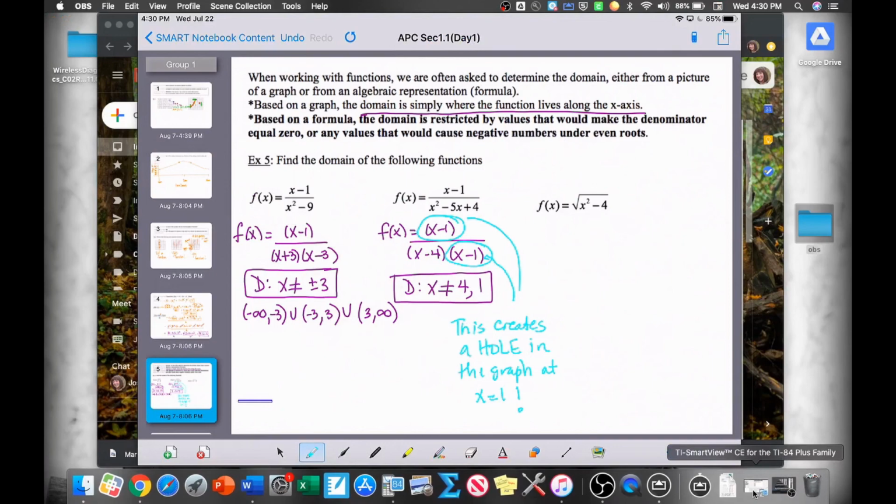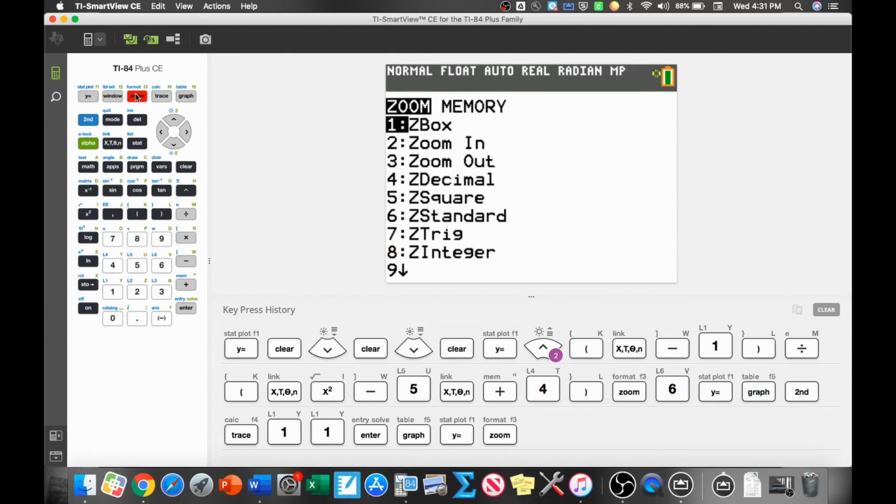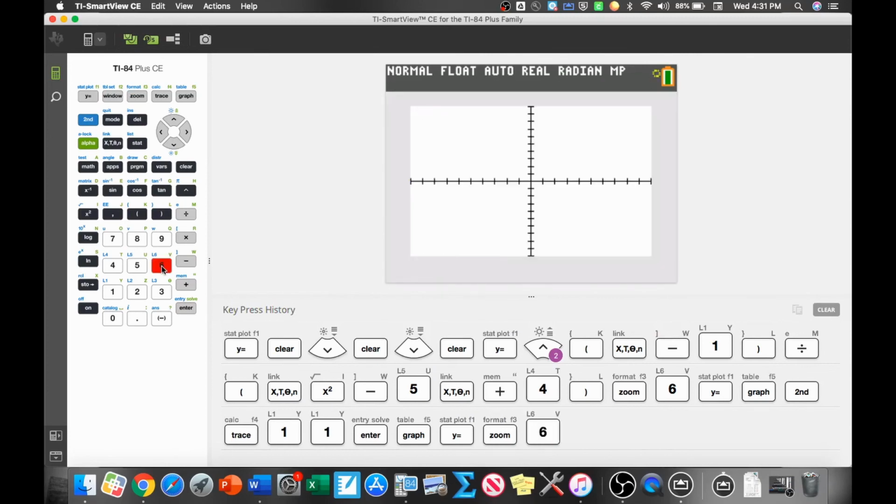So I've taken the time here to plug our function into my graphing calculator. X minus 1 is my numerator. I put that in parentheses. Divided by, you need to parenthesize your denominator as well, x squared minus 5x plus 4. So if you'd like to follow along and do this with your own device, I encourage you to pause it and do that. So now, in order to get a picture of what this looks like, just in a 10 by 10 window in all directions, we are going to hit zoom 6. Okay, that's called the Z standard. That's just the -10 to +10 in both directions, okay?